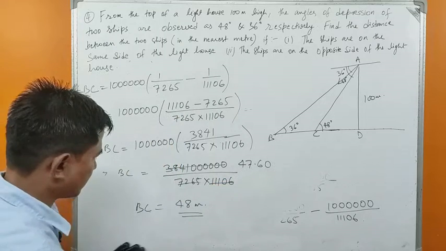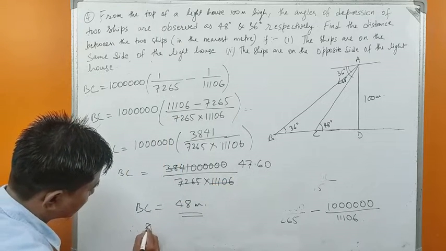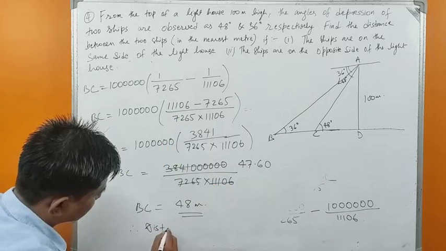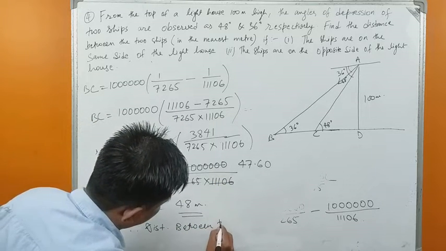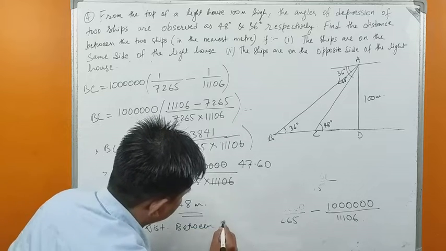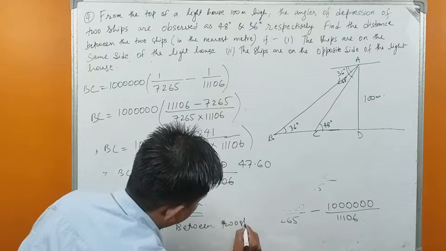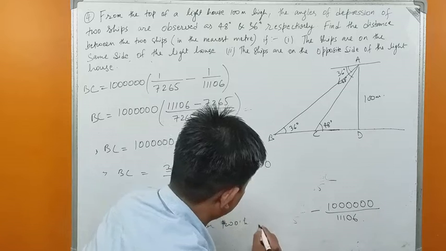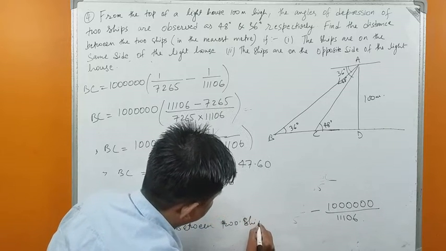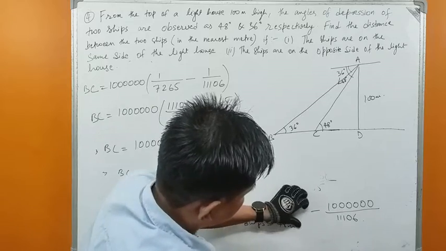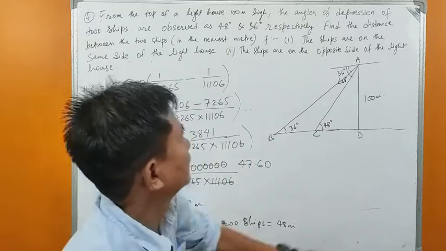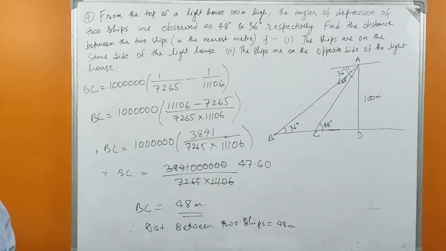Okay, two ships. Therefore, distance between two ships equals 48 meters. Okay, so this is the answer for question number 1. Now let us do question number 2.